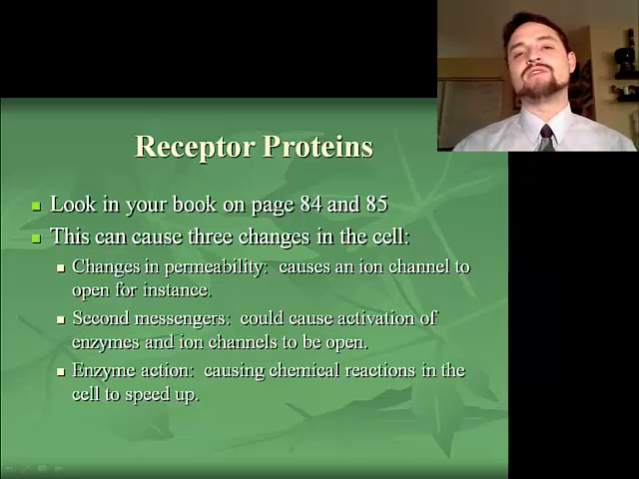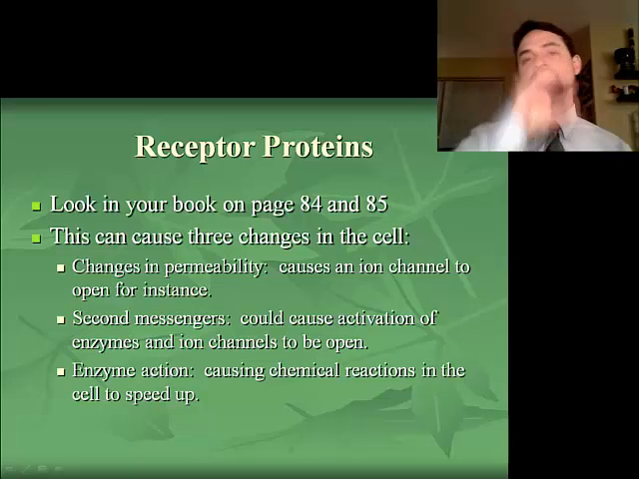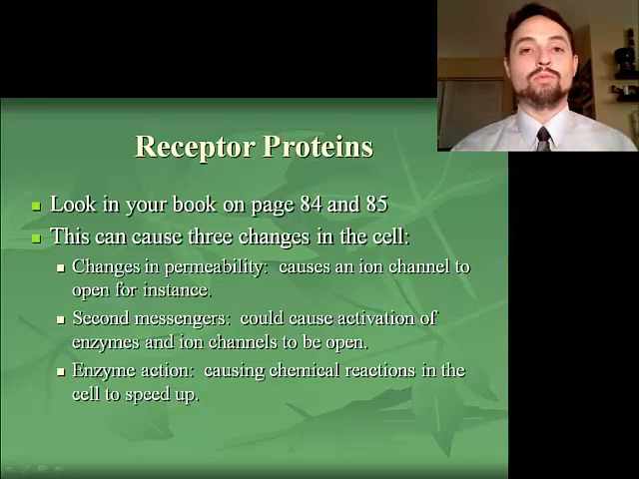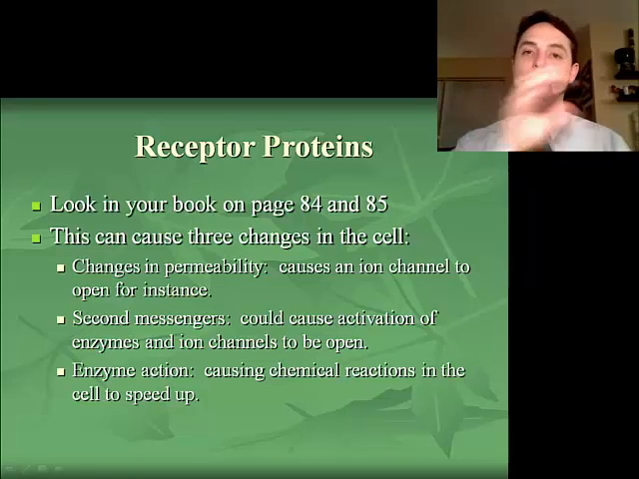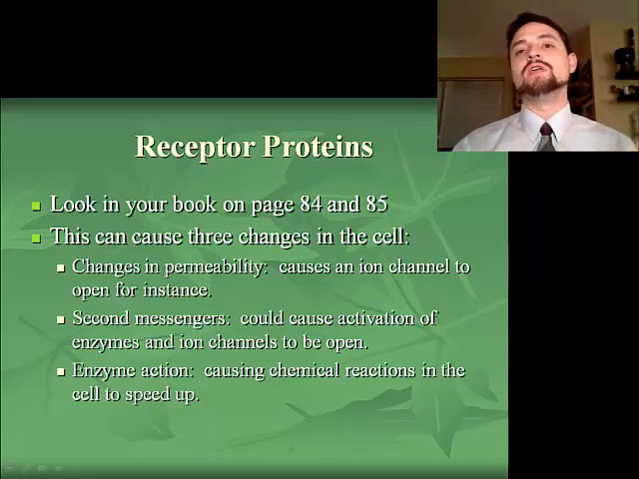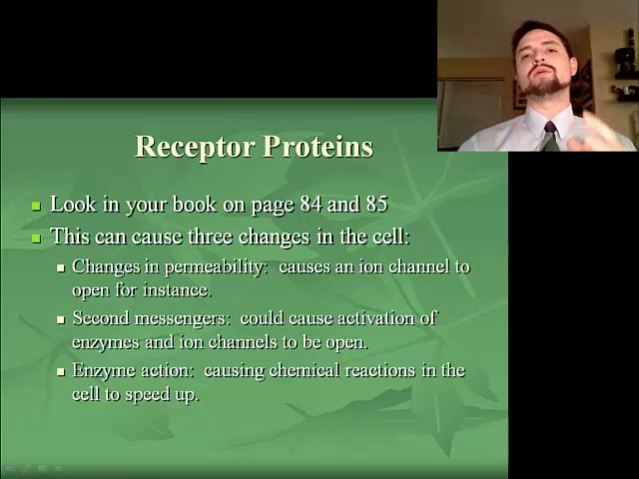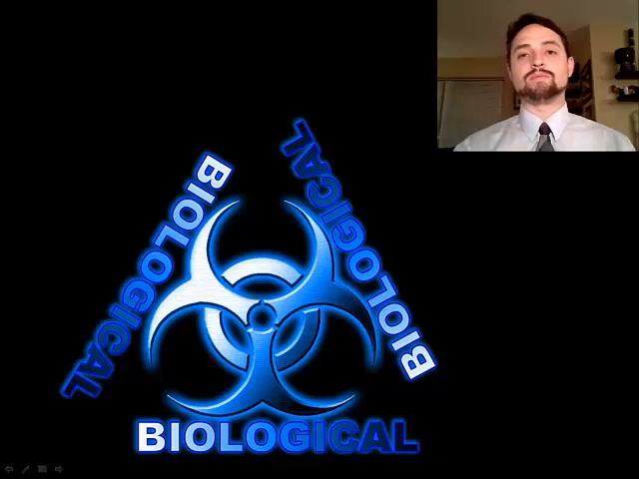And then enzyme activation. This could cause chemical reactions in the cell to speed up. So there's been a signal. It causes enzymes inside the cell to all of a sudden start doing some chemical process of breaking down something or building something up so that the cell can function in its environment. And all this is related to proteins that are embedded in the cell membrane. In this case, they're called receptor proteins.